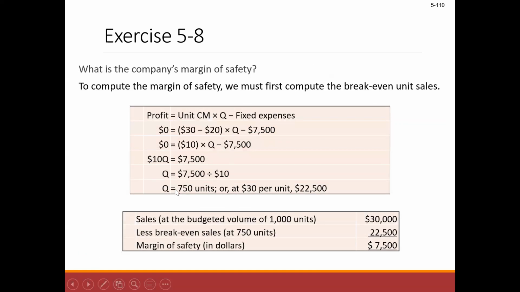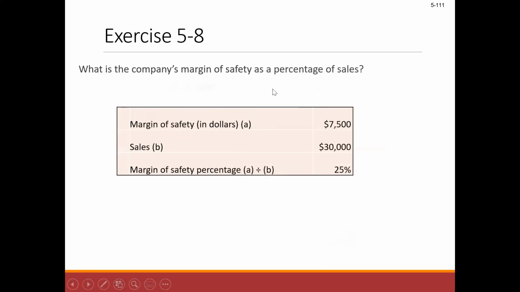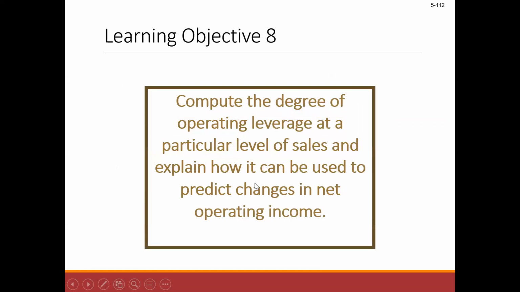So we know the margin of safety based on 1,000 units, less our break even, shows our margin of safety is at $7,500. In a percentage of sales, we would show that that is 25% of our sales. We take our margin of safety, divide that by our sales. Got it?